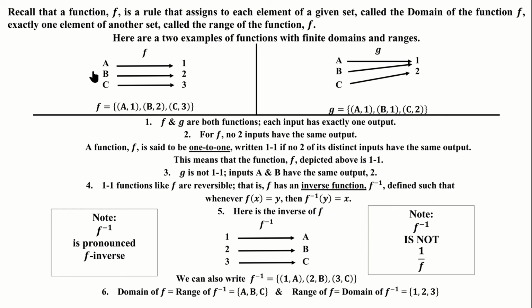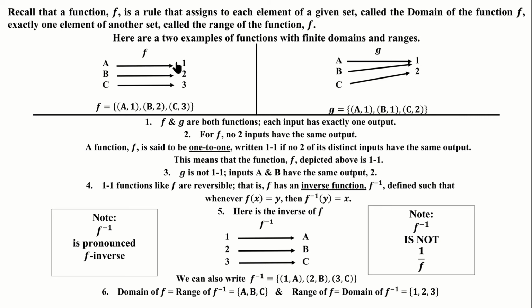If you notice, in this function f, each input is indeed associated with only one output, but also no two inputs have the same output. Whereas here, yes, each input does have only one output, but A and B happen to have the same output. The difference that this makes is that we say the function f is reversible.